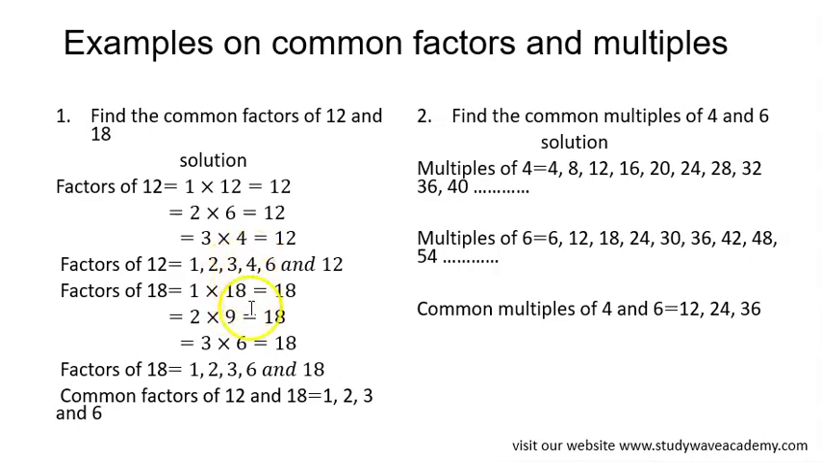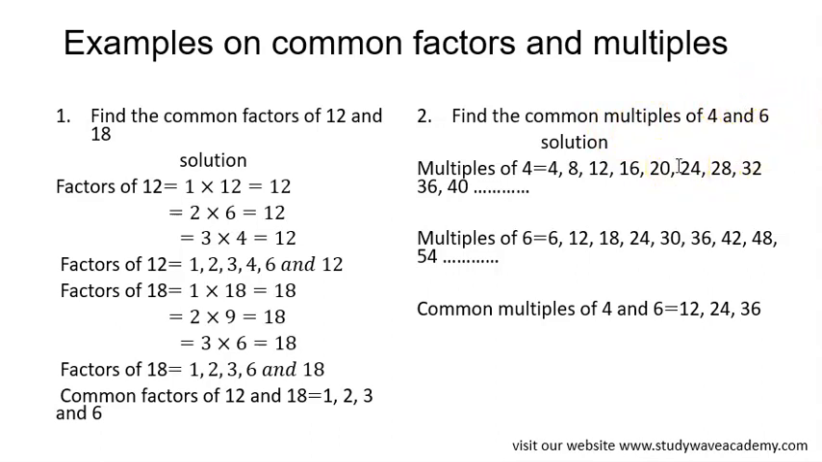12 has 4, 18 doesn't have 4, so we can't pick 4 because there's no 4 in 18. 12 has 6, 18 has 6, we pick 6. 12 has 12, but 18 doesn't have 12, so we pick 1, 2, 3, and 6. Okay, the common factors of 12 and 18 are 1, 2, 3, and 6. So these are the common factors of 12 and 18. Okay, do you understand? Now we're going to be looking at finding the common multiples of 4 and 6.